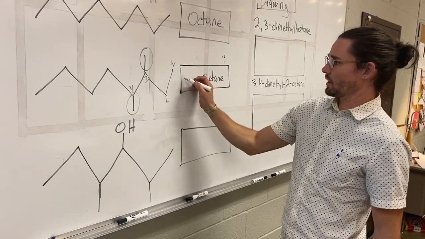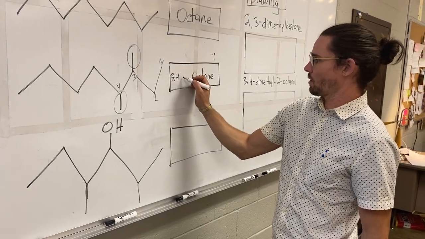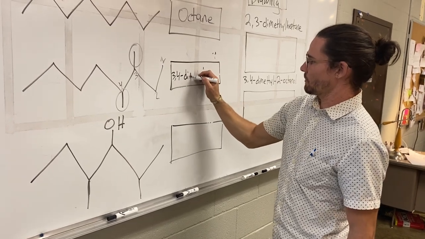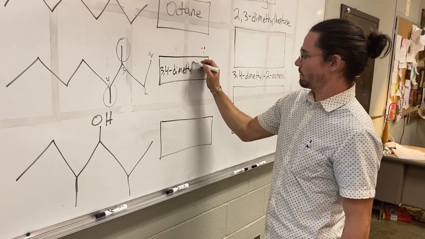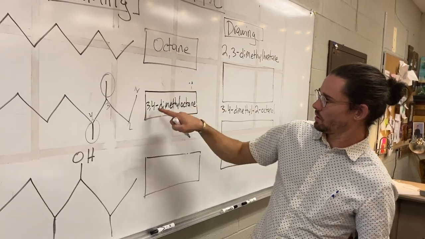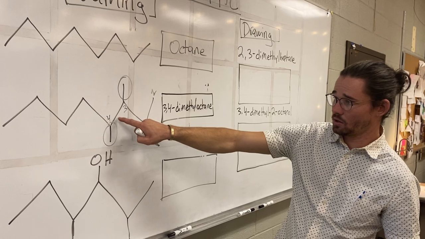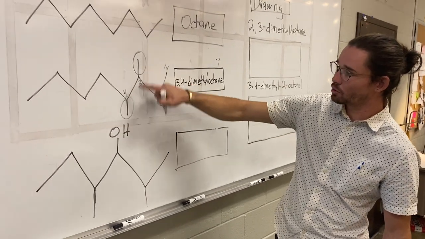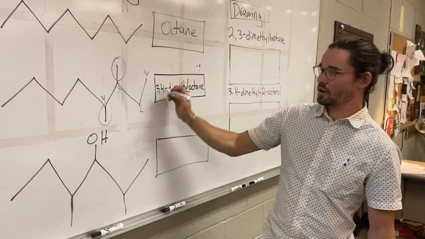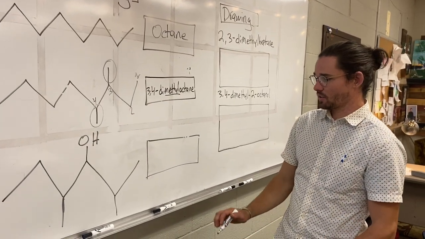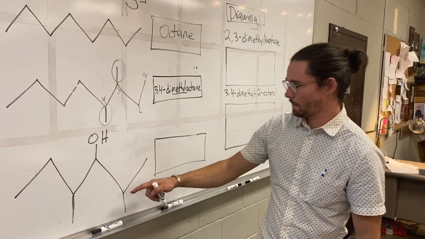So I'm gonna name that 3, 4 dimethyl octane. Carbon 3, carbon 4, right? Dimethyl, di meaning I have 2 methyl groups on an octane. All right, stick with me. I know this can be tough, but let's do one more, okay?